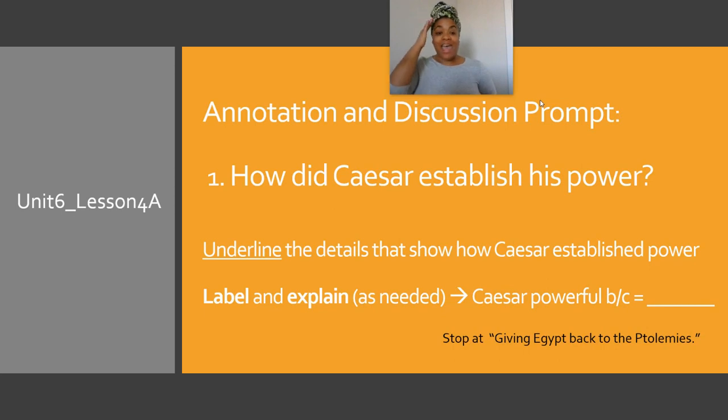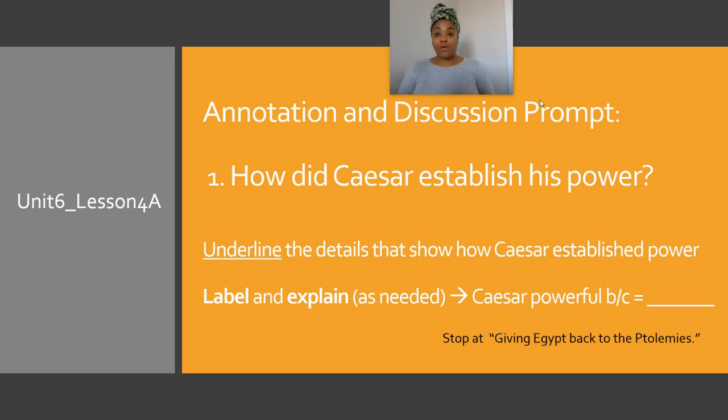Now that you have that written down, these are the things that we're going to do as we read through our text. One, we're going to underline details that show how Caesar established his power, and then we're going to explain it. That's our evidence.